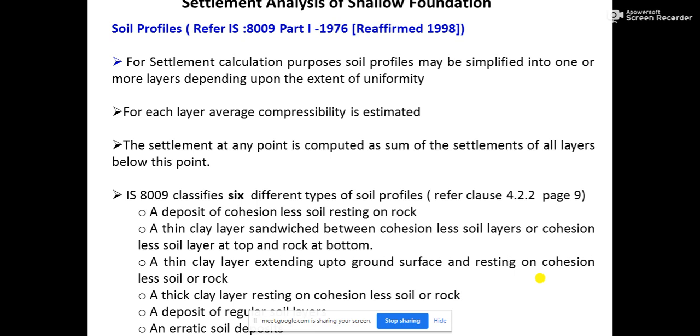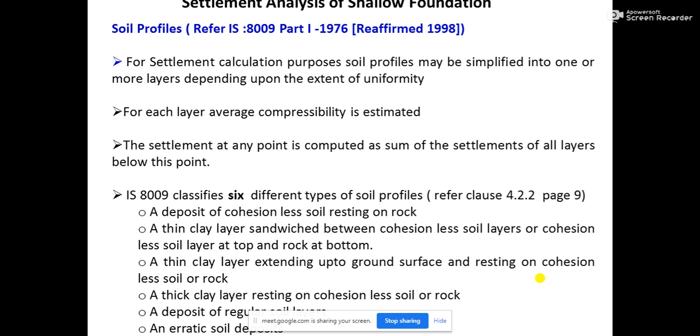In case of granular soil, cohesionless soil, you are not going to expect any kind of consolidation settlement. Okay, now the next two profiles are very important. We have solved problems for our consolidation settlement, if you remember, using these kinds of profiles of clay. See, a thin clay layer sandwiched between cohesionless soil layers.